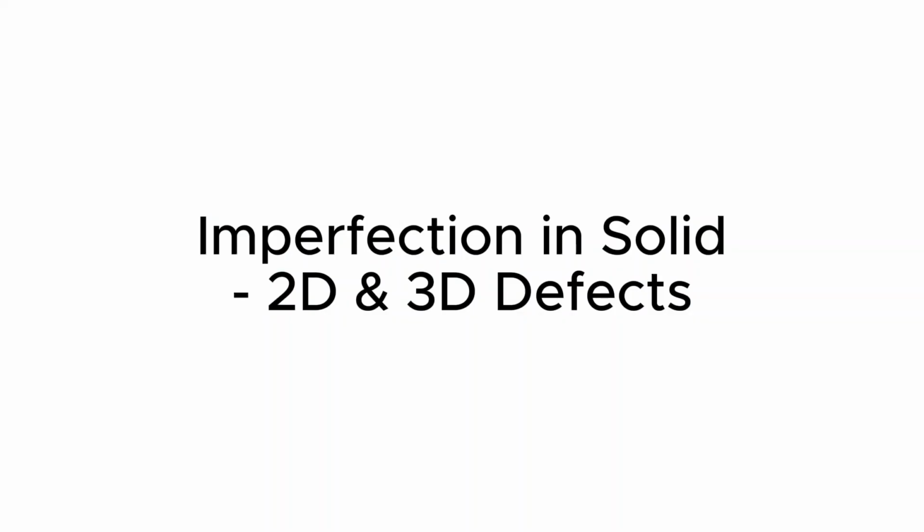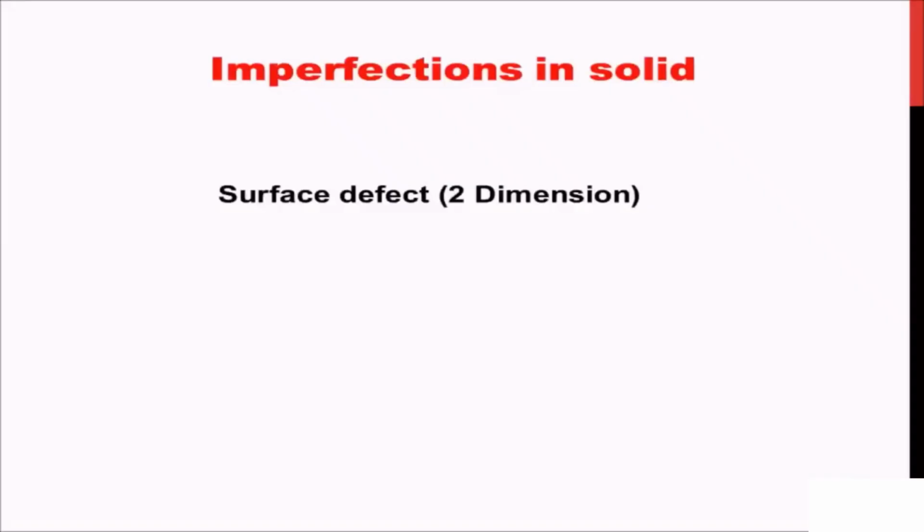Today we'll jump into the two-dimensional defects and the three-dimensional defects that can be present in a material. So let's start our discussion with the possible two-dimensional defects. A two-dimensional defect is also known as a surface defect, right? Because a surface is basically two-dimensional. So what are the possible types of surface defects?